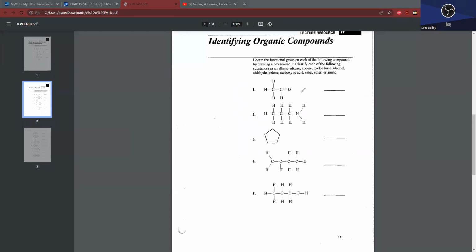Okay. Now with this one, I see a carbonyl, carbon double bonded to oxygen. And it's also connected to a hydrogen here. So instead of it being COH, like a regular alcohol, it is C double bonded O, and OH. And that is going to be aldehyde.